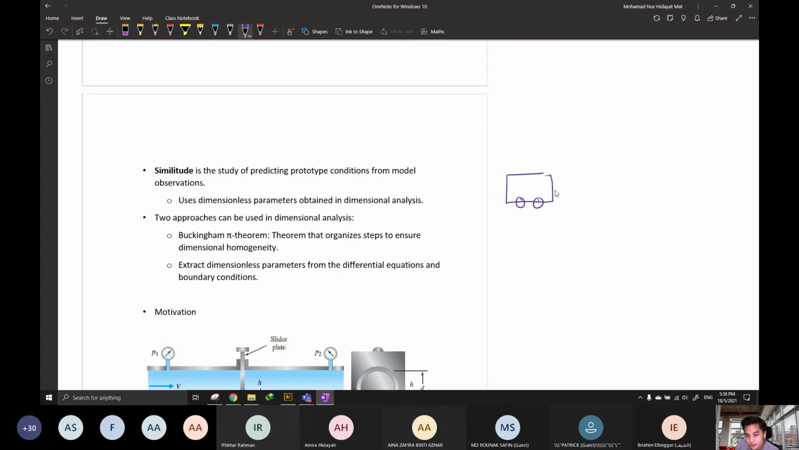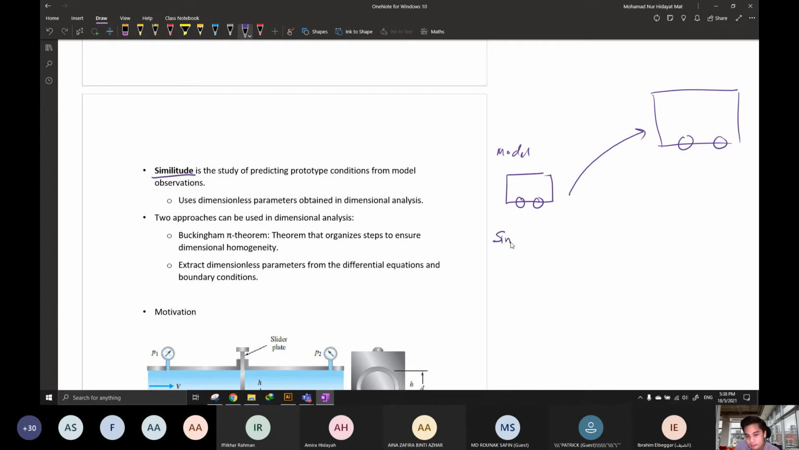Okay, so how do they investigate? This is the model. And how do they investigate the real car, in terms of performance? How do they investigate the performance of this car? Maybe this is a lorry. How do they investigate? They use the similitude study.